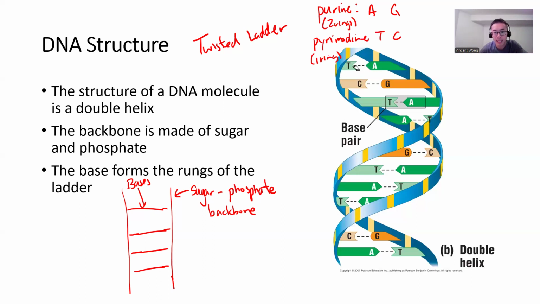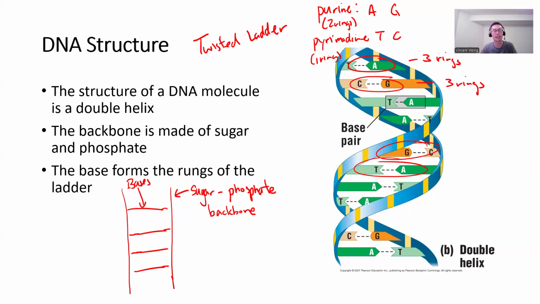T is a pyrimidine, so that's 1 ring. A is a purine, so that's 2 rings. So over here across is 3 rings. C is 1 ring, G is 2 rings. So across again is 3 rings. And if you check any of these, it is always 3 rings wide.